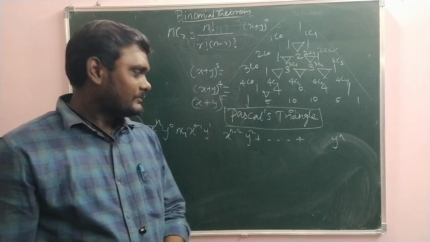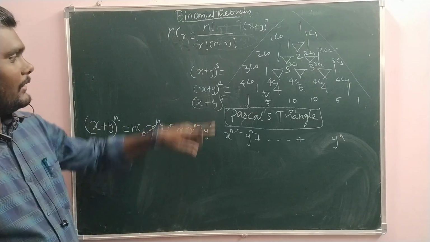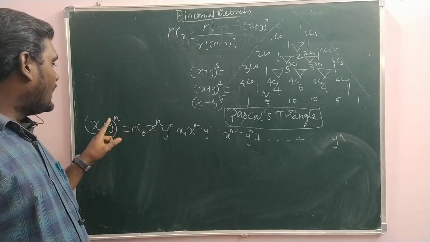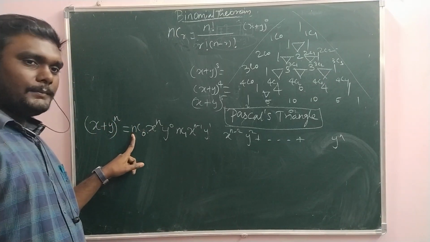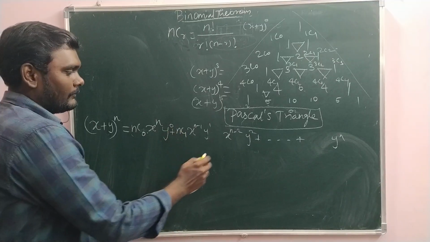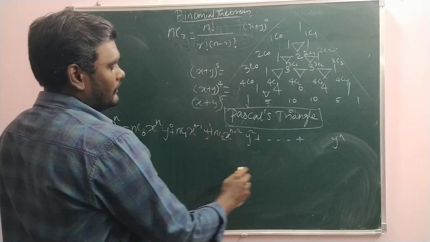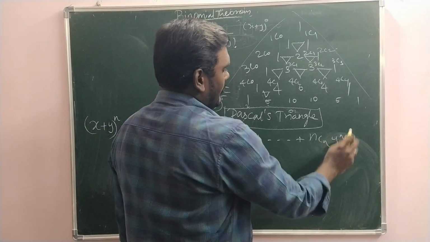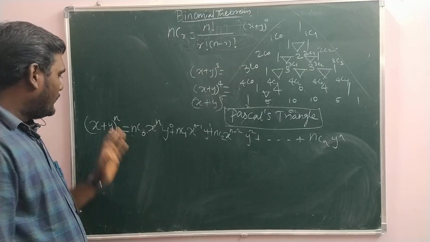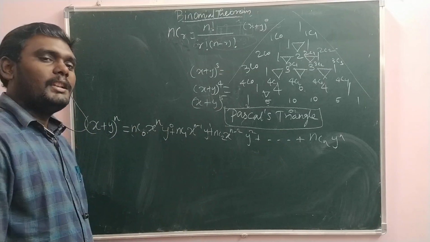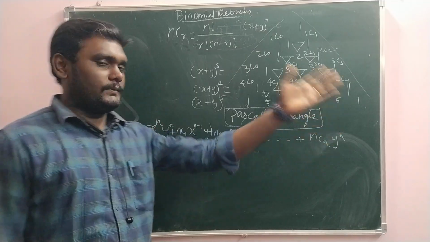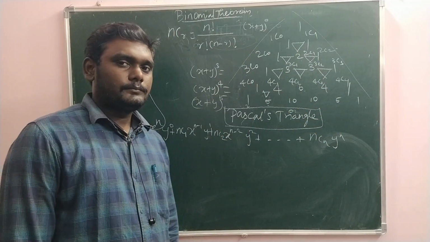Now guess what? For 3 it starts with 3C0, 3C1, 3C2 and so on. Now I am starting with n. So this is nC0, nC1, this is nC2, at last nCn. This expansion is called the binomial expansion. We have expanded the binomial to n terms.